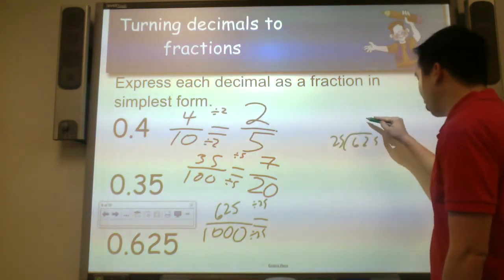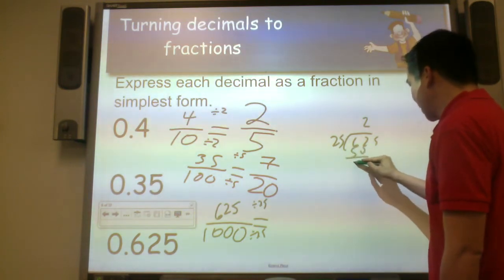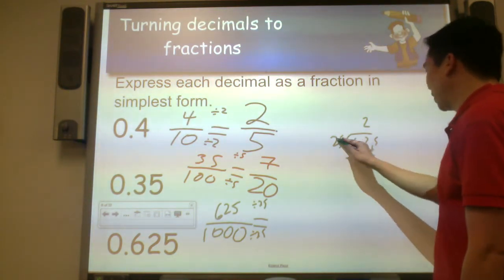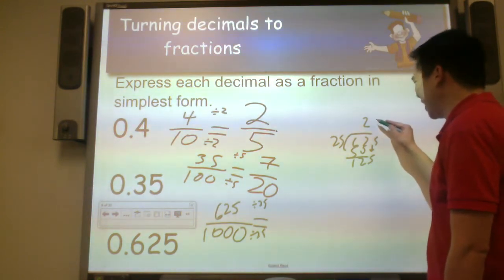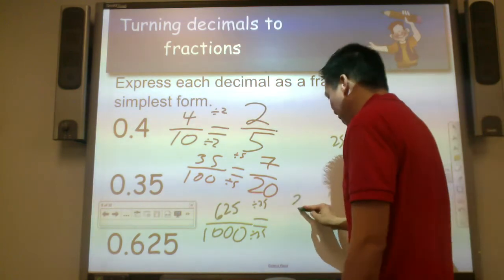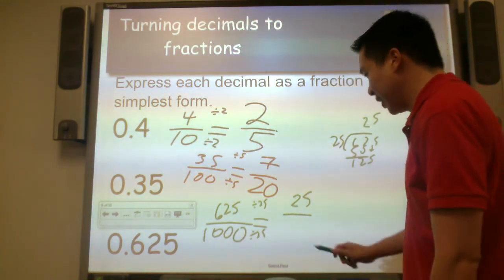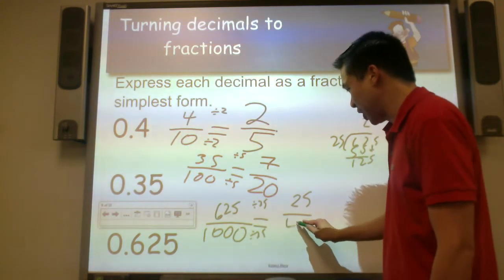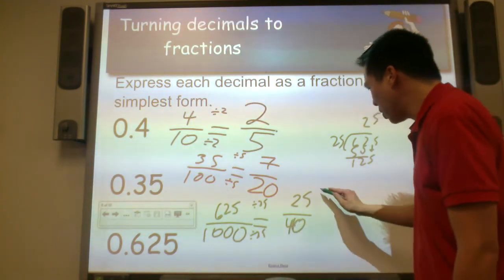25 goes into 62 2 times. That's 50, subtract, bring down the 5. How many quarters go into $1.25? 125. That is 4 is 100, and 5. So it's 25. How many 25s go into 100? 4 times. Ooh, I think we can simplify this one more time.